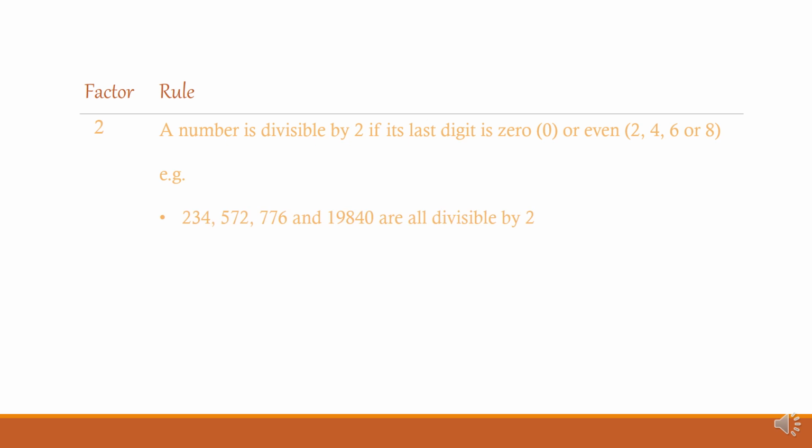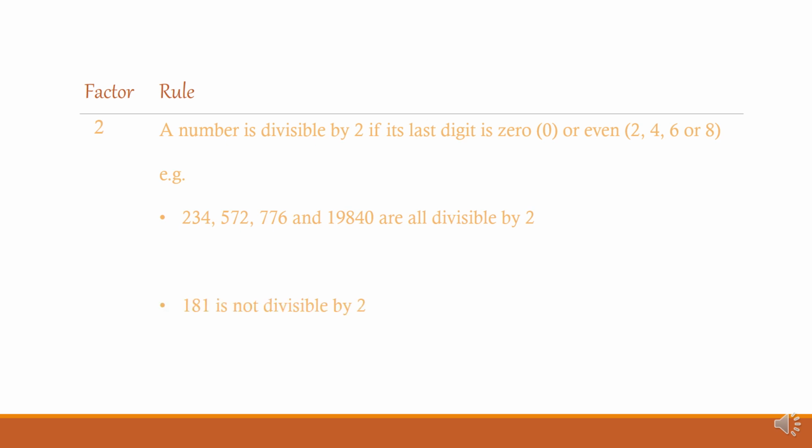Now, let us check the rule for 2. How do we know if a number is divisible by 2? A number is divisible by 2 if its last digit is 0 or even. So once a number ends with 0, 2, 4, 6, or 8, certainly that number is divisible by 2. Let's look at our examples here. We have 234 is divisible by 2, 572 is divisible by 2, 776 as well as 19,840. All these numbers are divisible by 2.